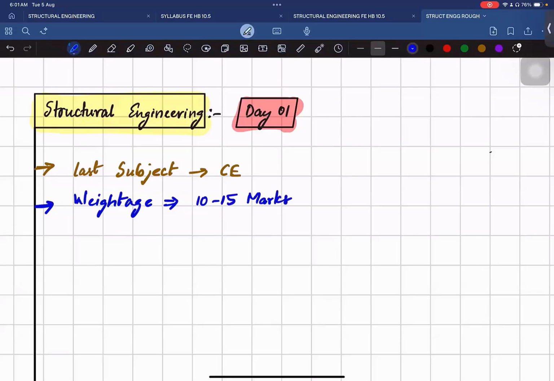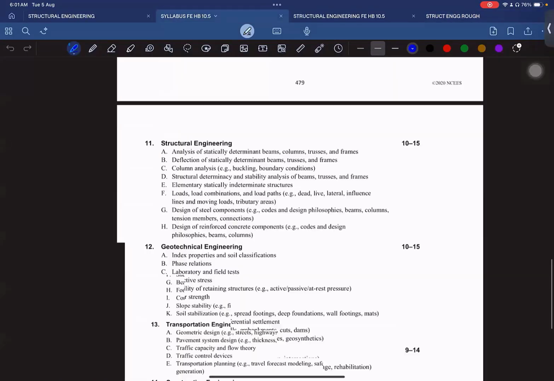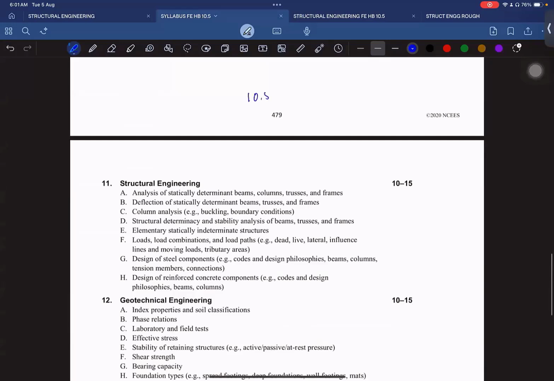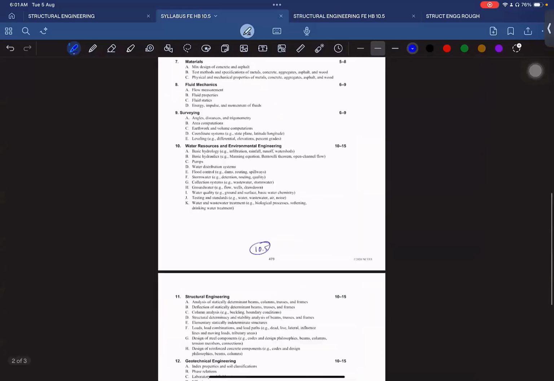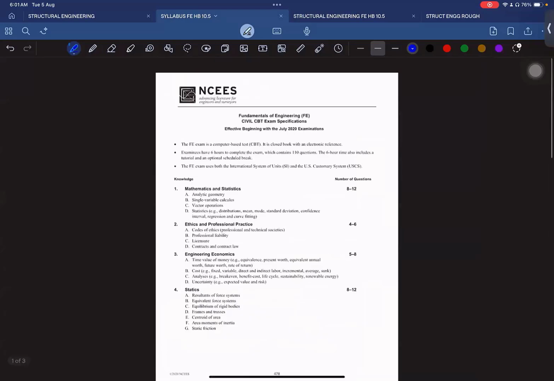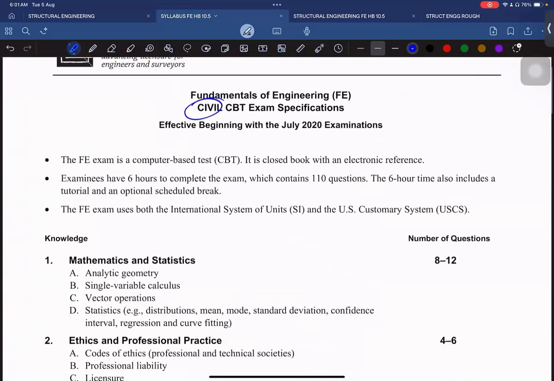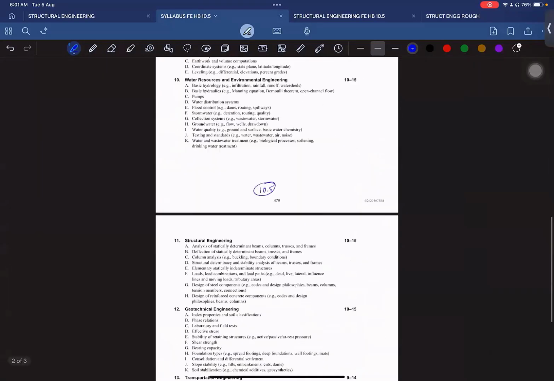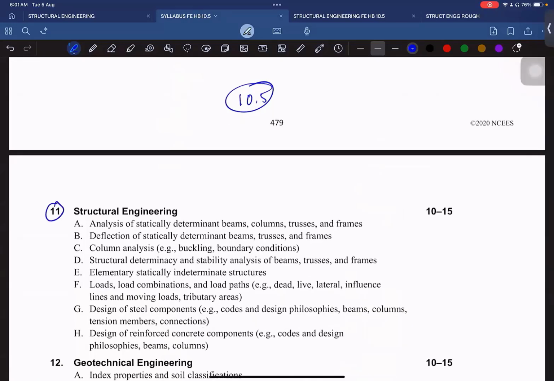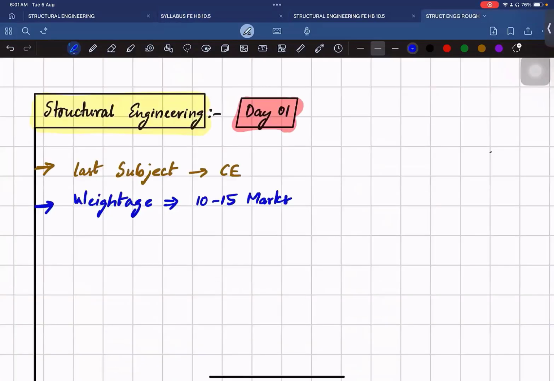As we have said, the FE handbook is now the 10.5 version. In the last few pages, you can see the syllabus for civil engineering. There, in subject 11, they have mentioned structural engineering, whose weightage is 10 to 15 marks. So 10 to 15 marks.